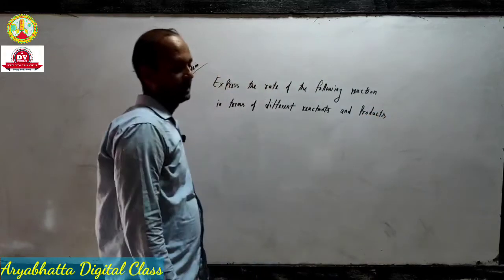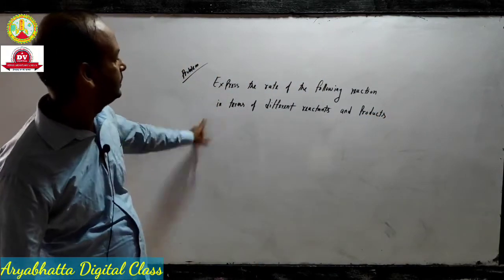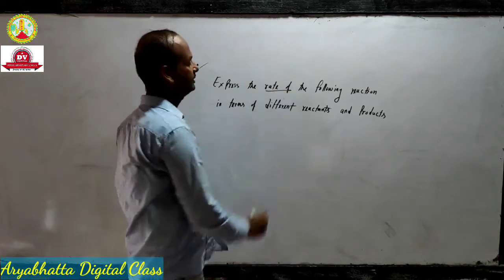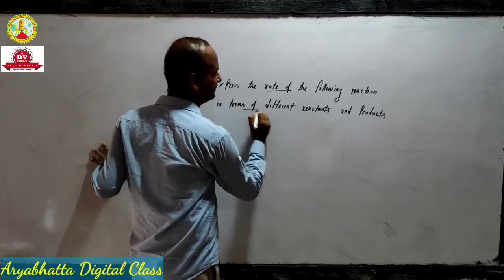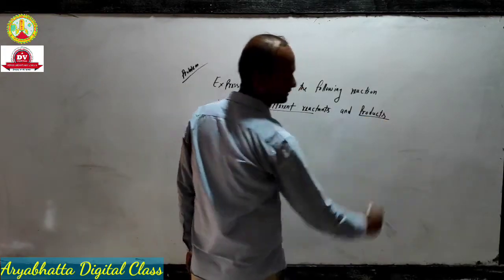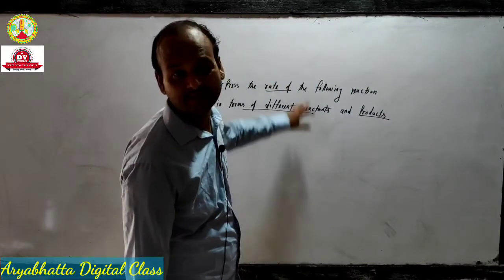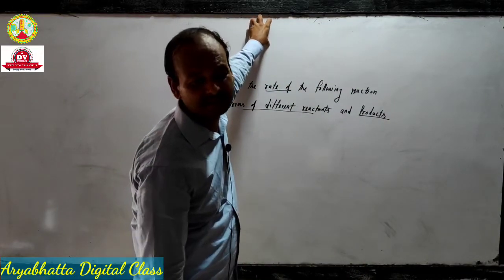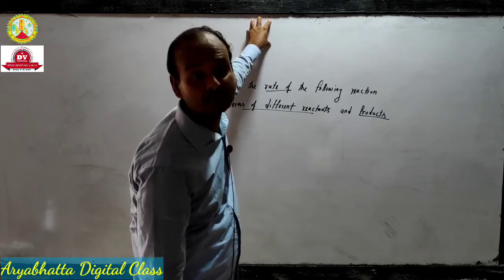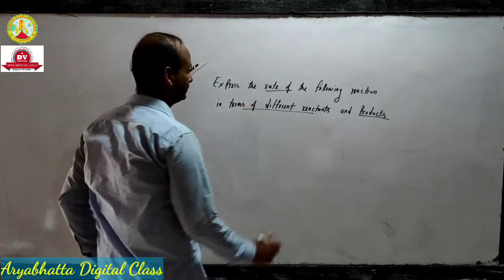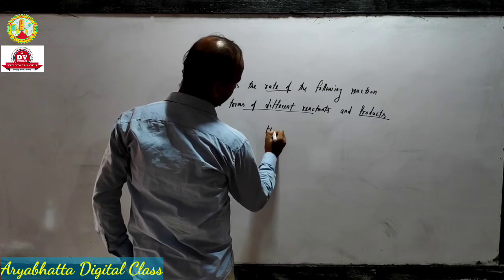Now let's see. I am going to give you a reaction. You have to express the rate of the reaction in terms of the different reactants and products. And I said in class that rate of reaction can be expressed in terms of reactants or in terms of products. Now let's see what this reaction is. Look at the reaction first. This is the reaction.